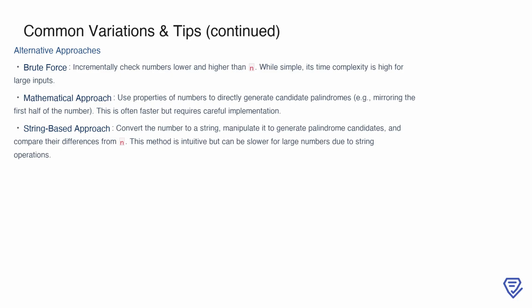Another option is a string-based approach, where you convert the number to a string, manipulate it to generate palindrome candidates, and compare their differences from the input. This method can feel more intuitive, especially for beginners, but it might be slower for very large numbers due to the overhead of string operations. Each approach has its strengths and weaknesses, so the best choice depends on the specific constraints of the problem.